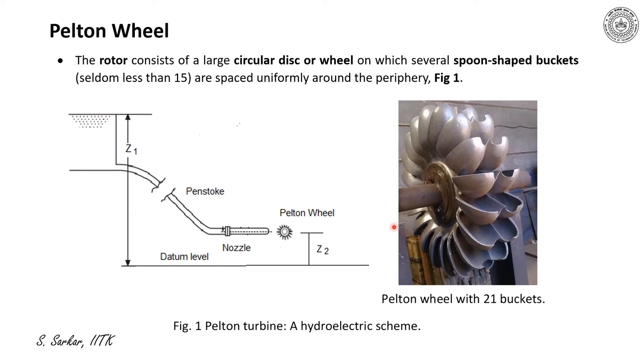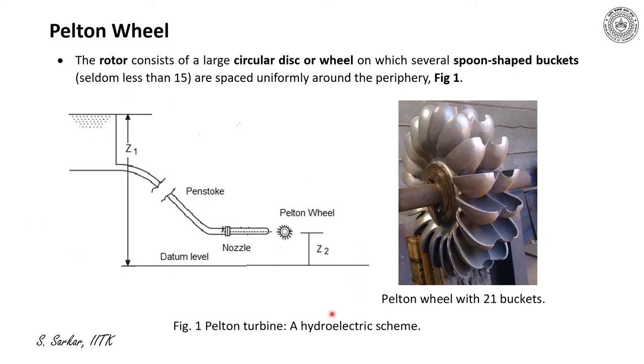Thus, the Pelton turbine's rotor has a circular disc with several buckets. Here the two spoon-shaped buckets are joined and there is a splitter. This splitter divides the impinging jet into two streams, and the streams get deflected, and thereby there is a change in the angular momentum which initiates rotation of the wheel. This is the operating principle of a Pelton turbine.